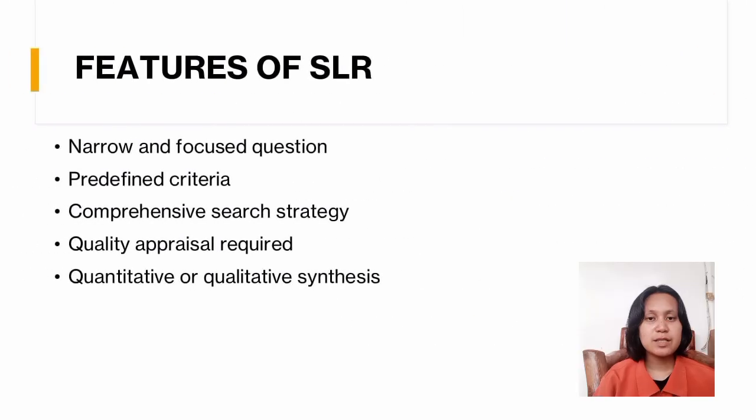Now, let us briefly discuss the features of SLR. First, it answers a narrow and focused question. A systematic review starts with a clearly defined, specific research question to ensure the review addresses a precise topic. Next, predefined criteria. Before reviewing studies, strict inclusion and exclusion criteria are established. This is to determine which studies will be considered relevant.